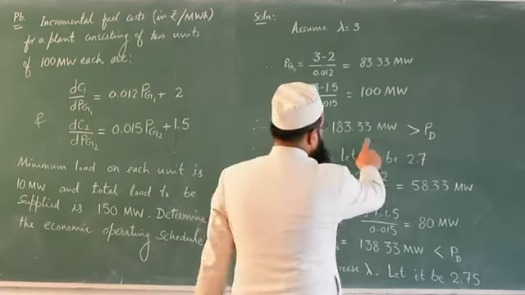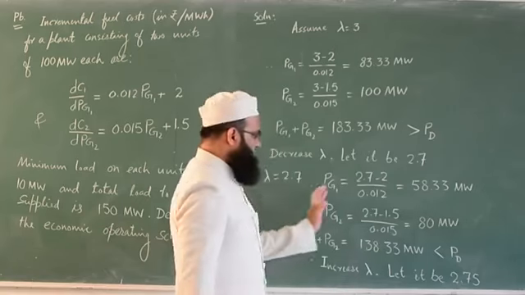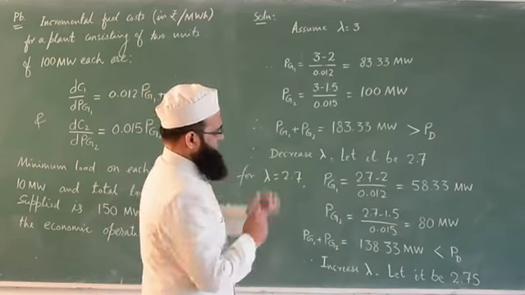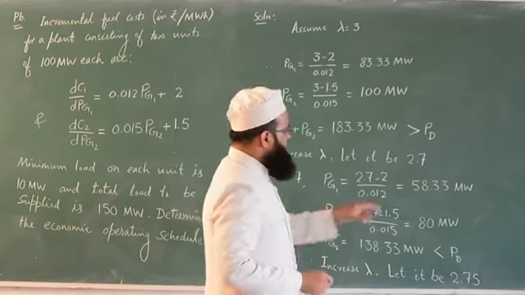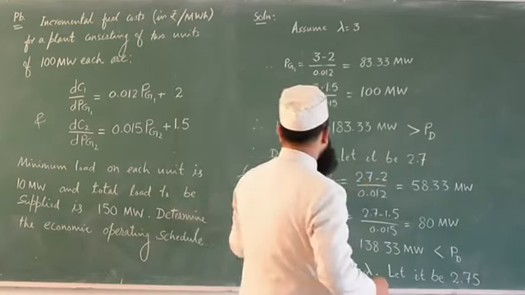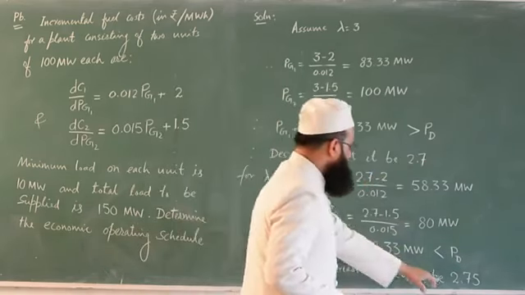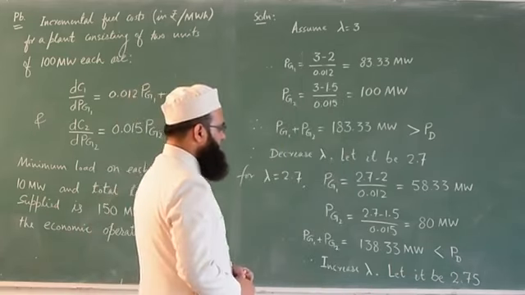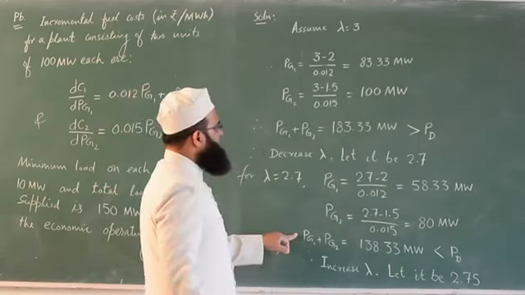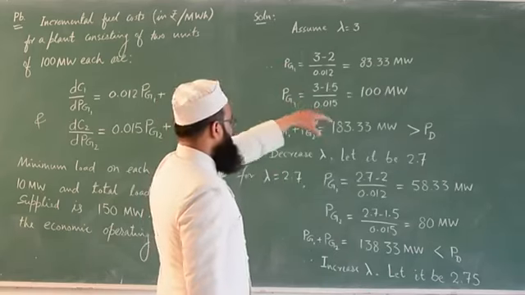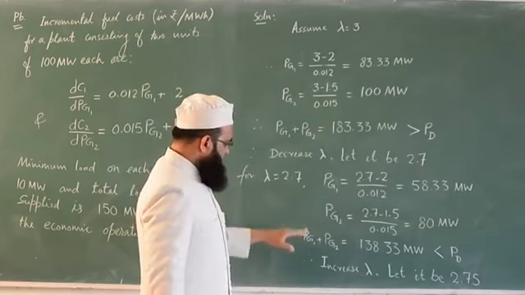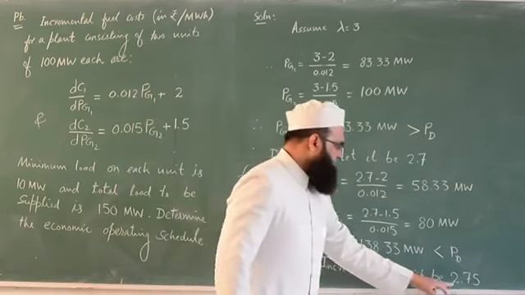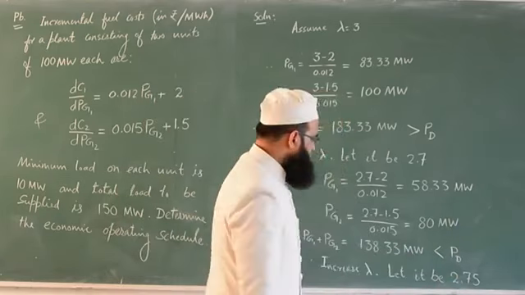So, here it was greater than demand. For this value of lambda, it is lesser than demand. It means a solution exists in between these: 2.7 giving less and 3 giving more. So we will increase lambda. Increase from 2.7, say to 2.75.